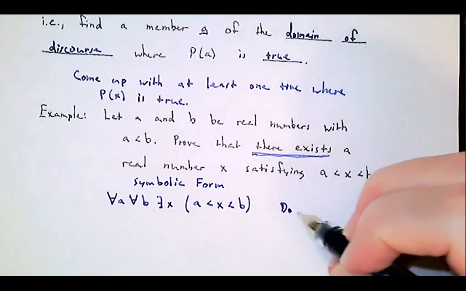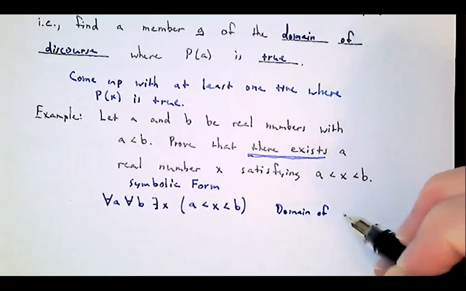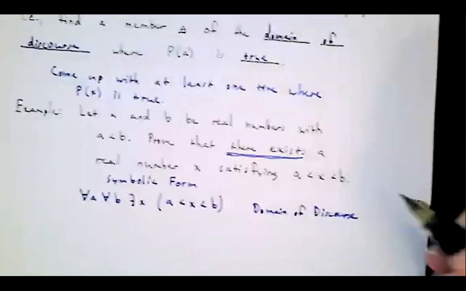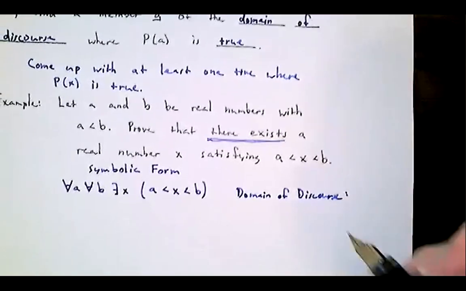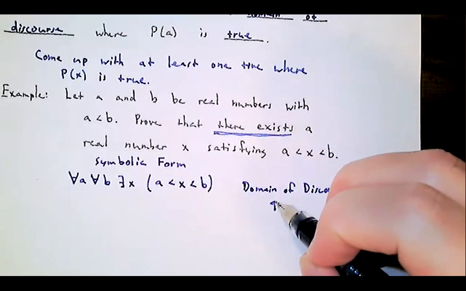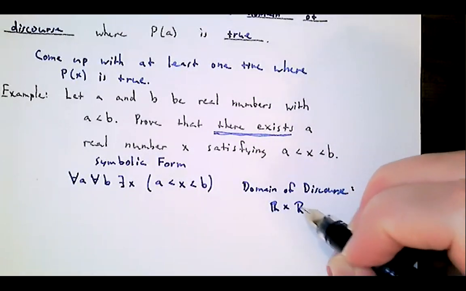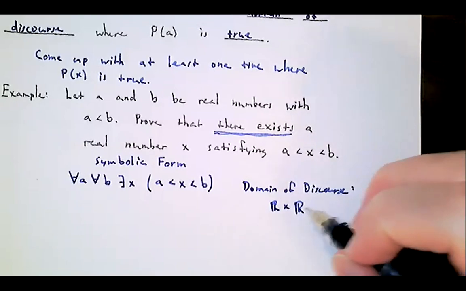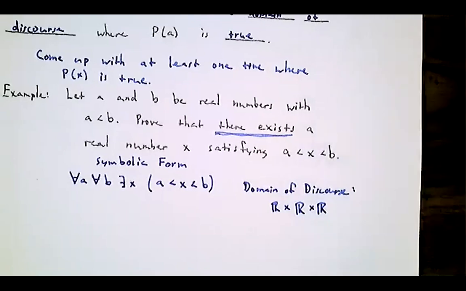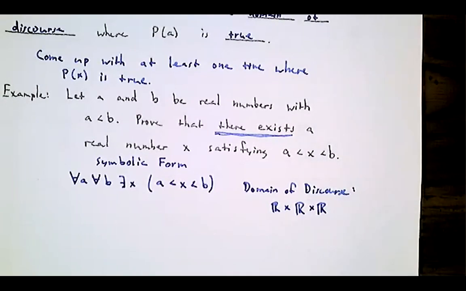And our domain of discourse here, we're talking about three real numbers. So the domain would be something like, and I'm going to run out of room over there, something like R cross R, so that's ordered pairs, but we need three. So we need another copy of R. This would be the domain of discourse.